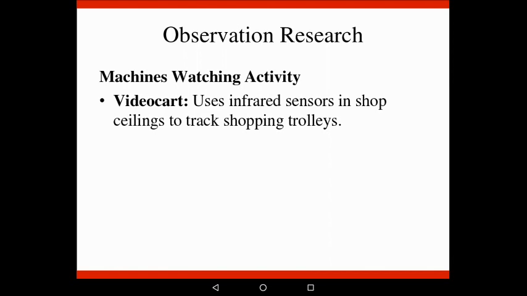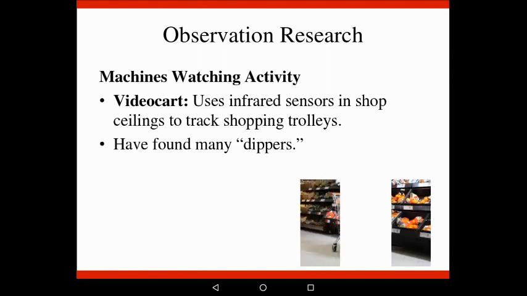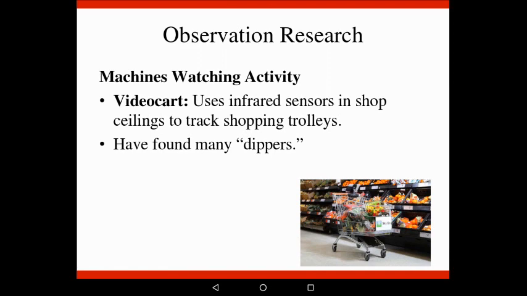Okay, then we have machines watching activity, like the video cart. This is using infrared sensors in a shop to track shopping trolleys. And what they did is they found lots of dippers. Dippers are people that leave their trolleys. They don't take their trolley into the aisle. They leave it there at the side of the aisle, and then they just walk into the aisle and go get the products that they want. And then they walk back to their trolley and put it in there.